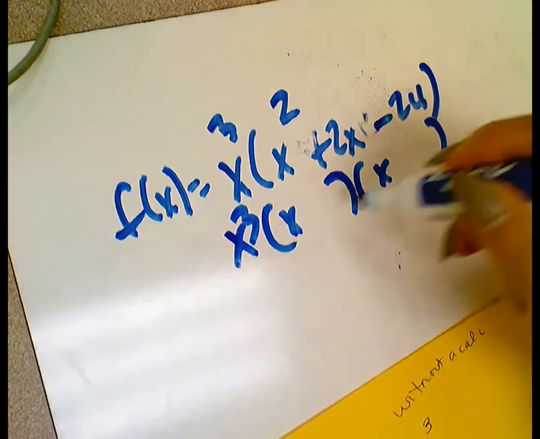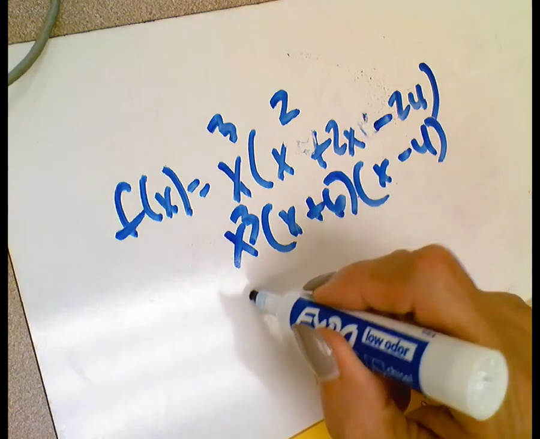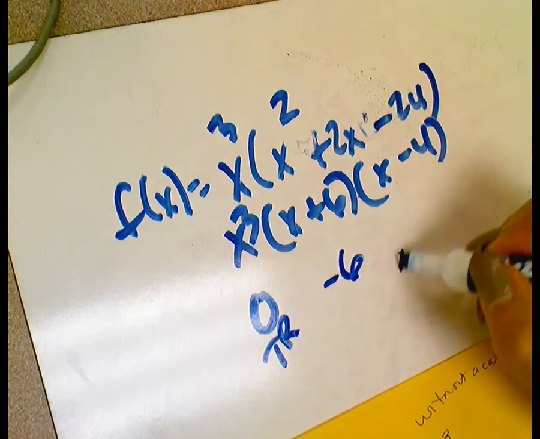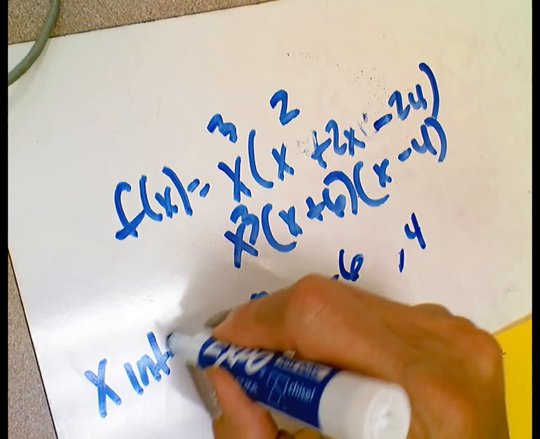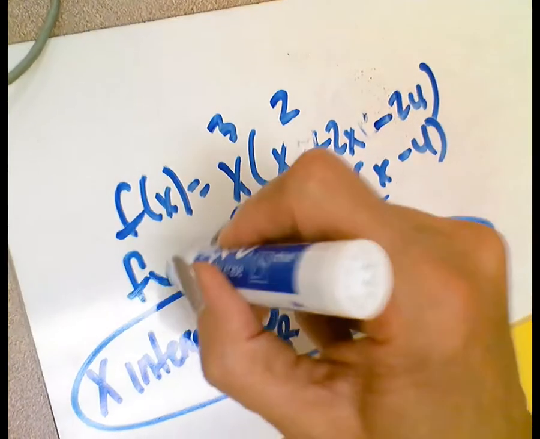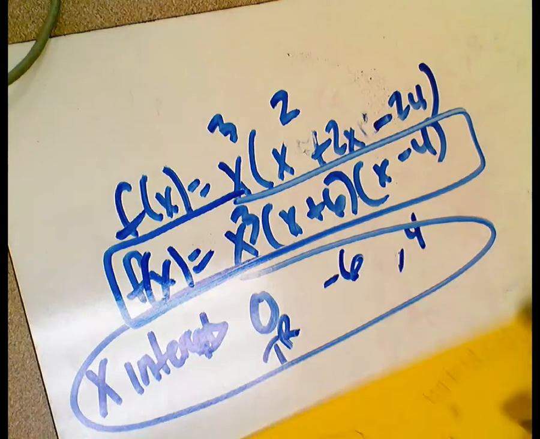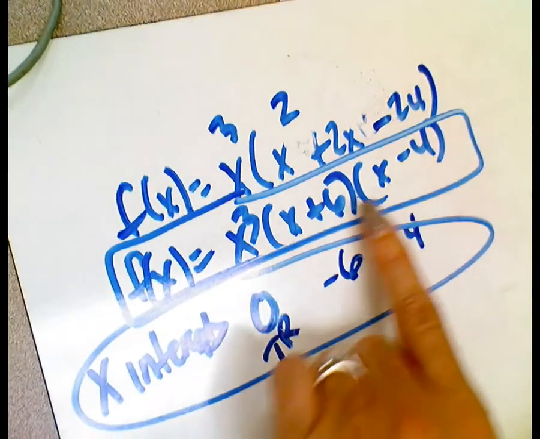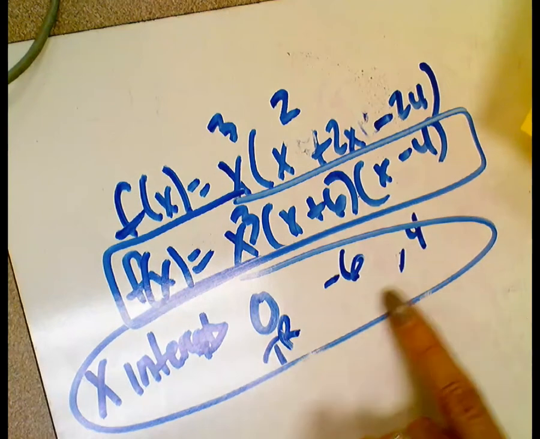So we have x and x plus 6 minus 4. So you have a 0 triple root. You have a -6 and you have a 4. These are your x-intercepts. This is factored completely. So notice the directions say factor completely, that's this. Where it says x-intercepts right here, that's this.